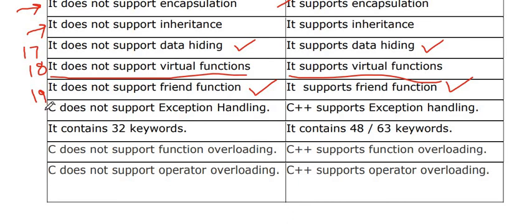Now let us see the next difference, the 20th difference between C and C++. C does not support exception handling. C++ supports exception handling.